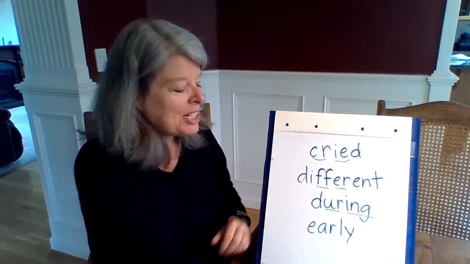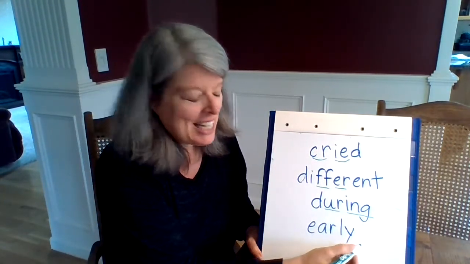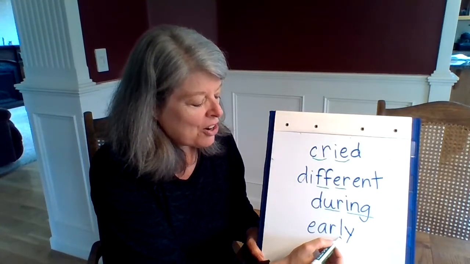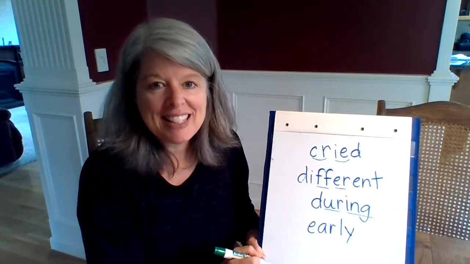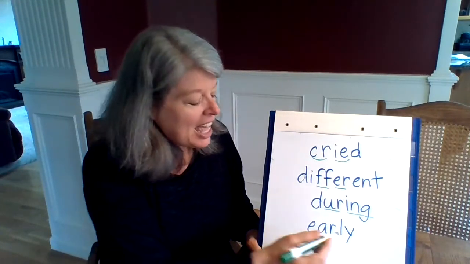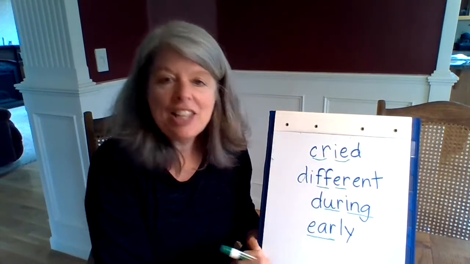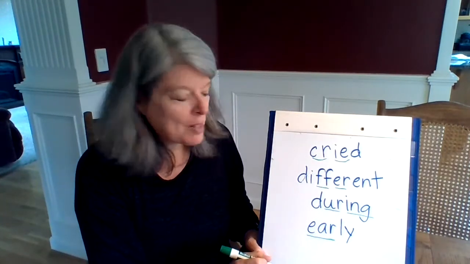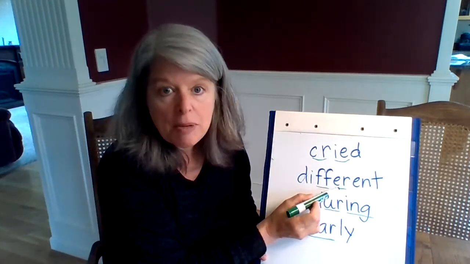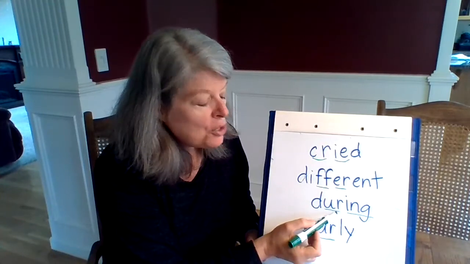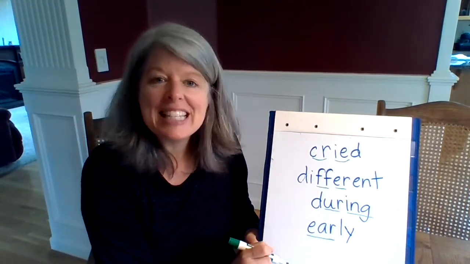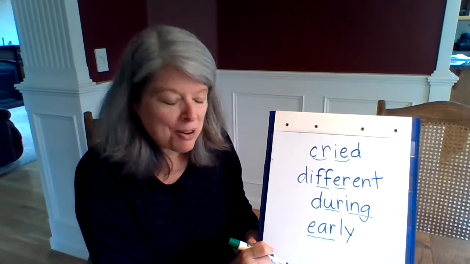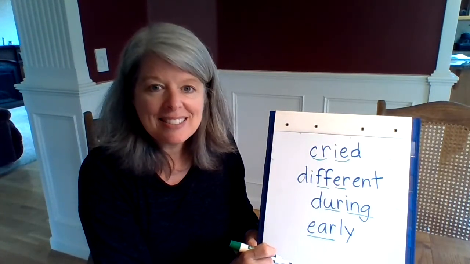And our last word is early. E-A-R-L-Y, early. What did you notice about this? E-A-R is another R-controlled vowel. We often talk about E-R. We talk about that one a lot. We see U-R and I-R is another one. And E-A-R is another R-controlled vowel, bossy R. What else did you notice?